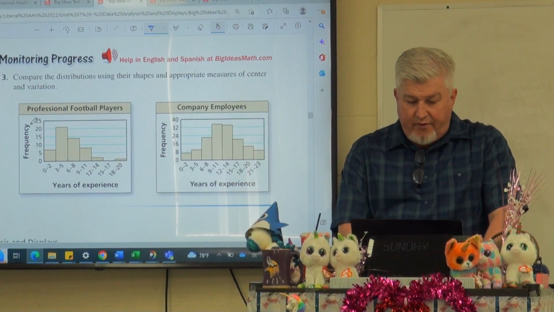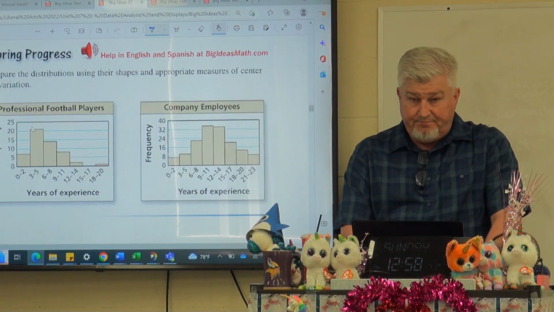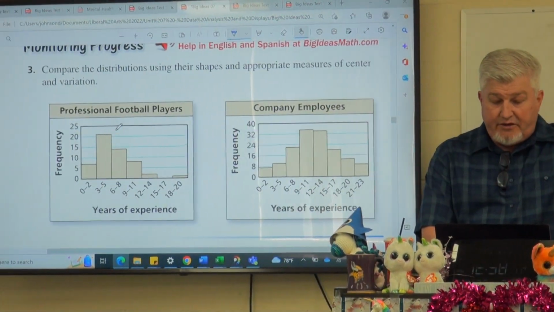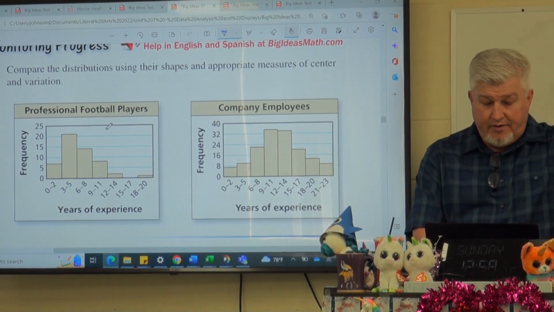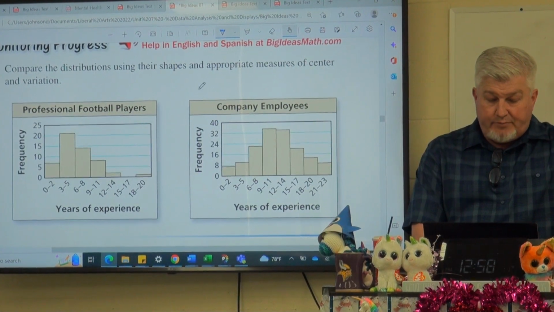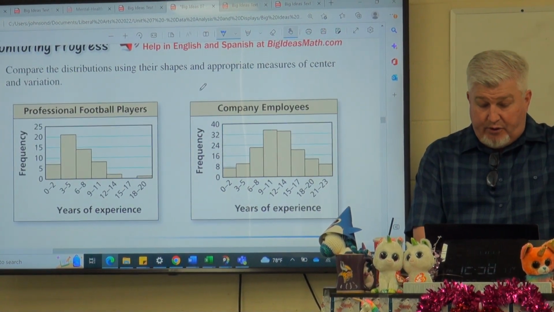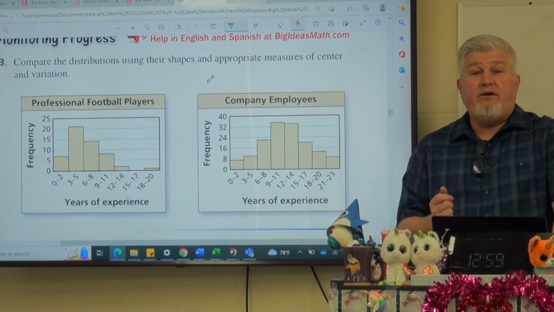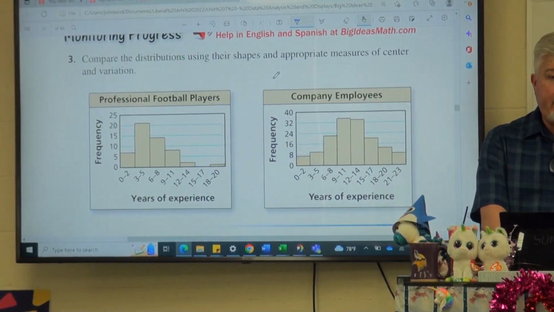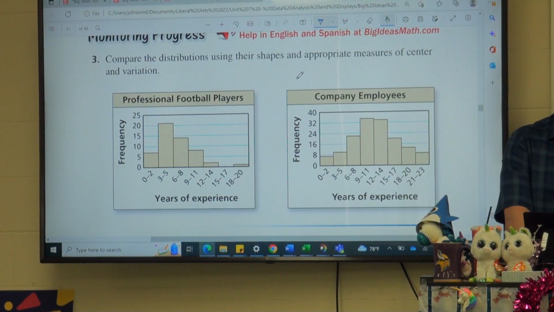Last monitoring progress to do, and then we'll wrap up this chapter. It says compare the distributions using their shapes and appropriate measures of center and variation. Professional football players versus company employees and their years of experience. So let's pause here for just a moment while you work on this. It shouldn't take you more than a couple of minutes. Go ahead and please pause now.